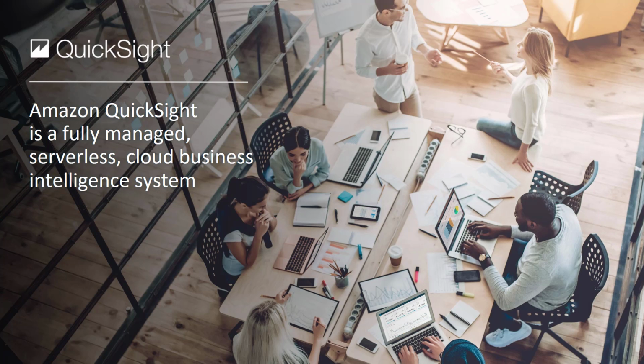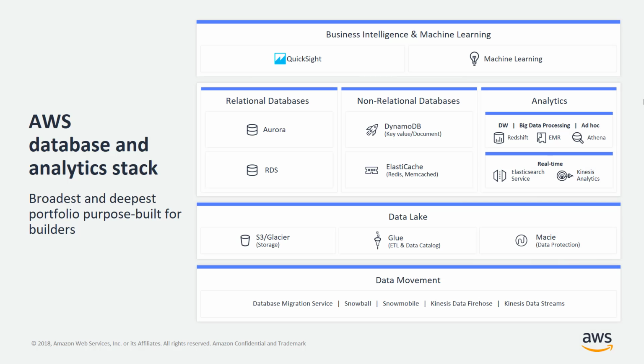So first off, what is QuickSight? The way we talk about QuickSight is that it's a fully managed serverless cloud business intelligence system. So when you look at the entire portfolio of the AWS database and analytics stack, QuickSight really fits in at the top of that stack as the last mile business intelligence solution that AWS offers to enable you to take all the data that you have inside of AWS and turn that into insights in the form of dashboards and reports that you can deliver out to anyone in your organization that needs access to that, to do analytics on it, to track metrics or any of those things.